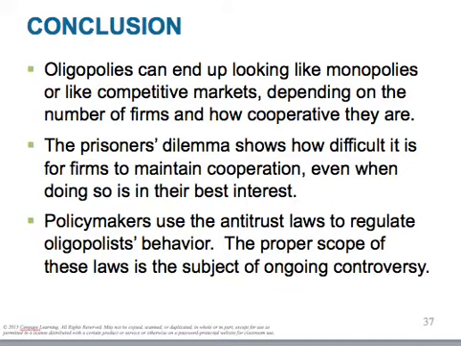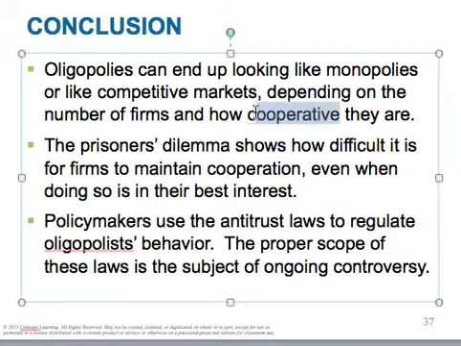Now, in conclusion, oligopolies can end up looking like monopolies or competitive markets depending on the number of firms and how cooperative they are. That's the key word, how cooperative they are. We've shown that there's plenty of instances where they're not going to cooperate. The prisoner's dilemma shows how difficult it is for firms to maintain cooperation, even when it's in their best interest. So it's just tough for them to get along in a cartel or a duopoly.